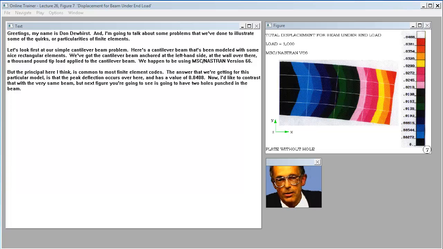Greetings, my name is Don Dewhurst, and I'm going to talk about some problems that we've done to illustrate some of the quirks or peculiarities of finite elements. Let's look first at a simple cantilever beam problem.